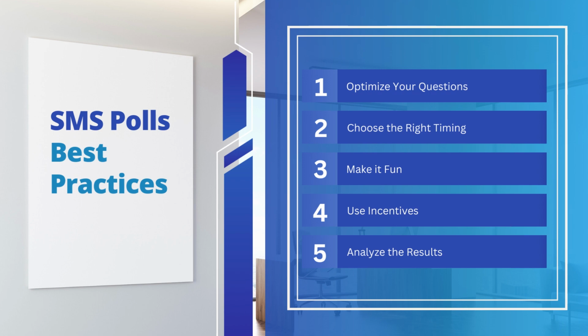Number two is choose the right timing. Timing is crucial when it comes to SMS polls. Choose a time when your target audience is most likely to be available to respond.